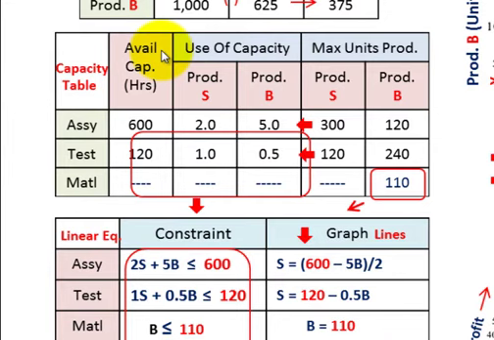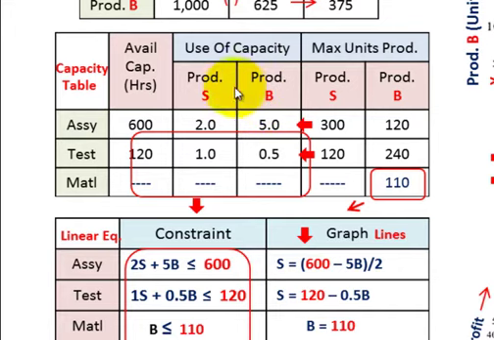Okay, so the next thing we have to deal with is capacities. This is what these two products are competing against, some different capacities. So let's look at it in these terms. The two products, product S and product B, are going to be going through assembly and testing, and there's also going to be some material capacity for product B. So first you have to determine your available capacity, and we'll do it in terms of hours. For our assembly operation, we only have 600 hours available to produce both product S and product B.